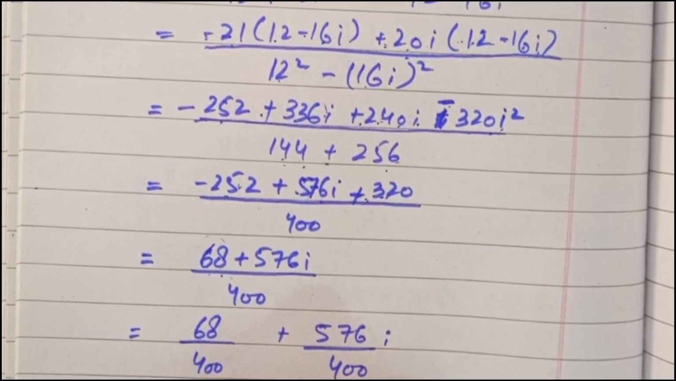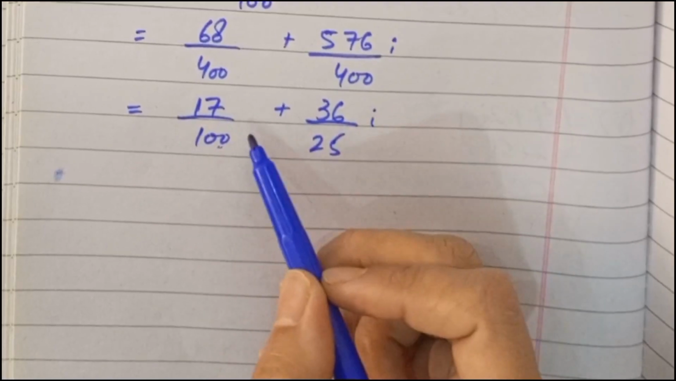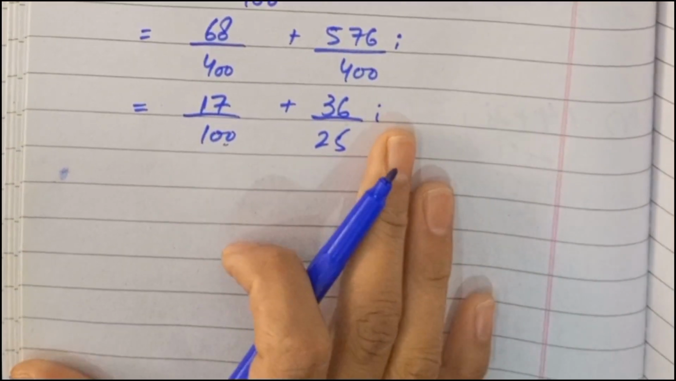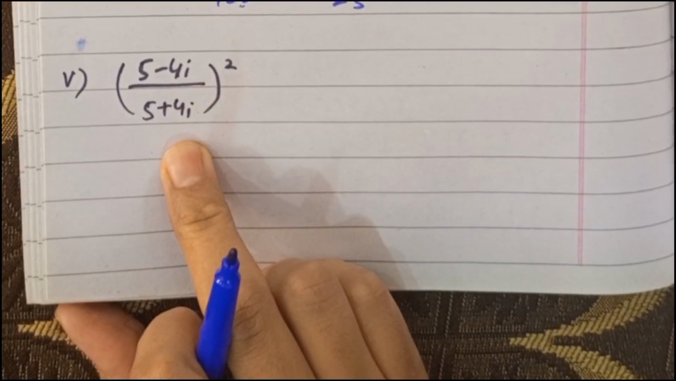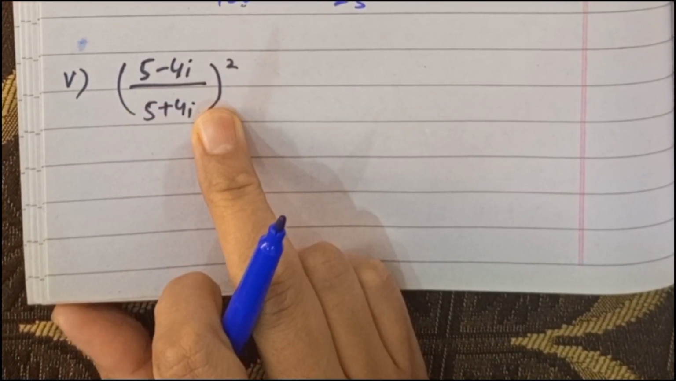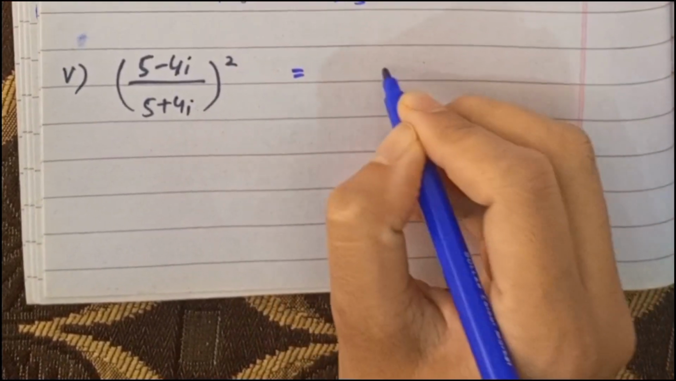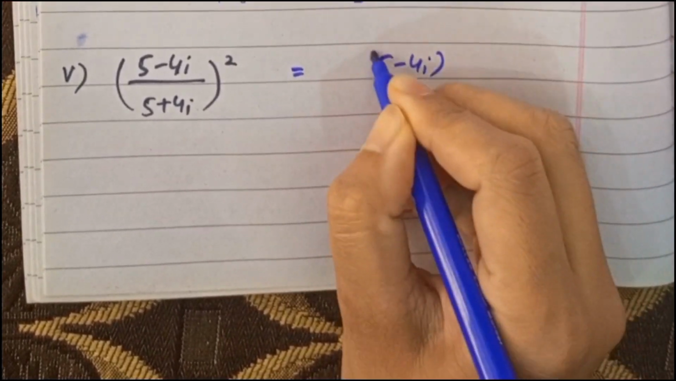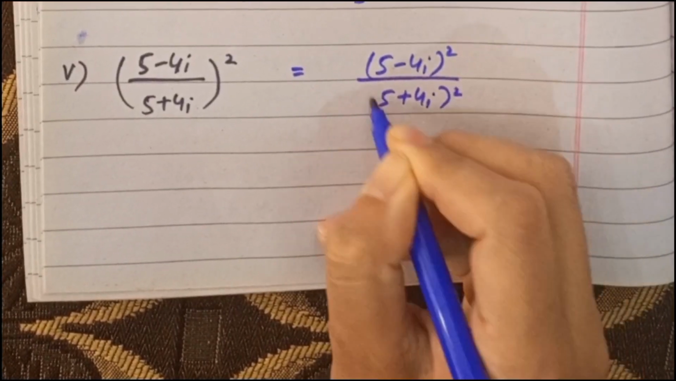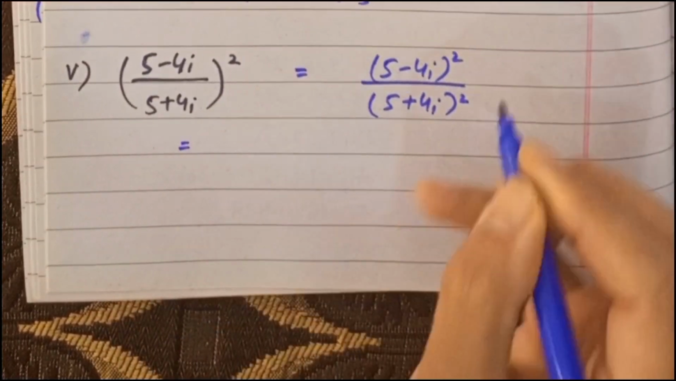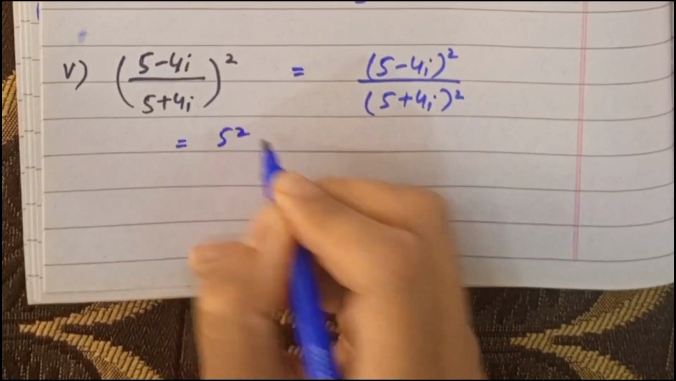We will cancel it out. On the calculator we get the result 17/100 plus 36/25 iota. The fifth part is (5 minus 4 iota) divided by (5 plus 4 iota) whole square. Putting the formula separately on both.